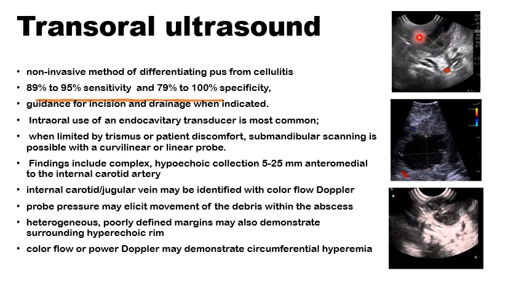It's usually performed intraorally through an endocavitary transducer, but sometimes due to trismus or patient discomfort, submandibular scanning would be required. The findings would show a hypoechoic site of the abscess, sometimes surrounded by a hyperechoic rim of tissues in here. The hypoechoic area can be heterogeneous, and you could estimate the amount of fluid pus from the scan.